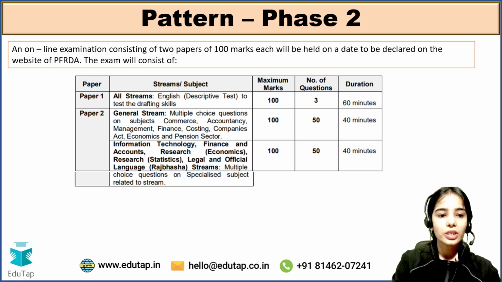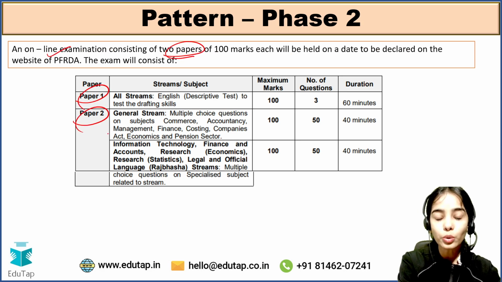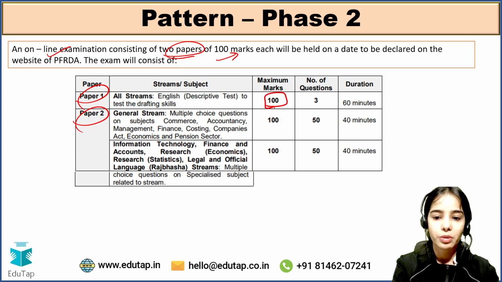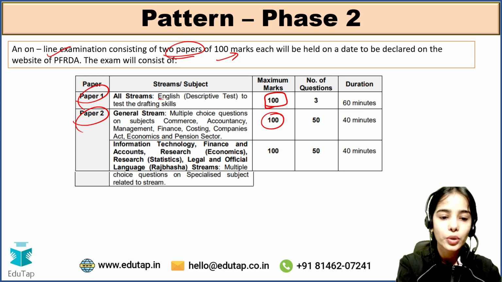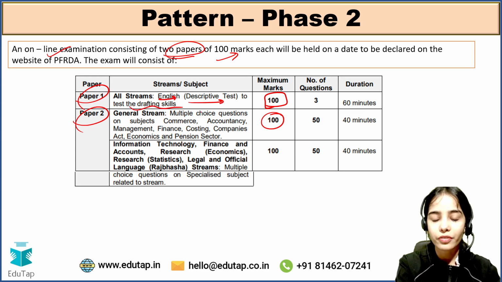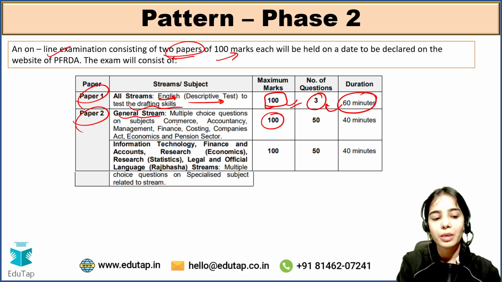Now in phase 2, this is again an online examination consisting of 2 papers, paper 1 and paper 2, of 100 marks each. Paper 1 is the descriptive test, an English descriptive test to test the drafting skills. The number of questions will be 3, and you will get 60 minutes to answer these 3 descriptive questions carrying 100 marks. For the general stream, paper 2 is general.